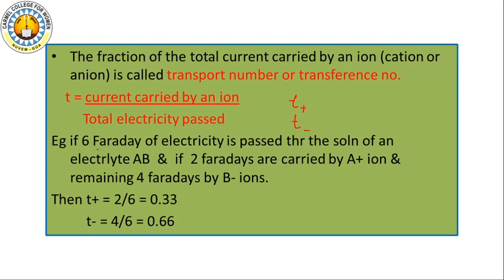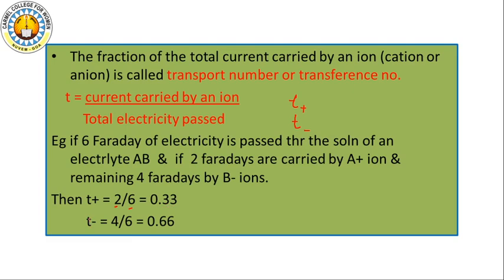If 6 Faradays of electricity is passed through the solution of an electrolyte AB, and if 2 Faradays are carried by A plus ion and the remaining 4 Faradays by B minus ion, then the transport number of A plus ions is given by the current carried by this A plus ion, that is 2 Faradays, divided by the total electricity that is passed, which is 0.33.